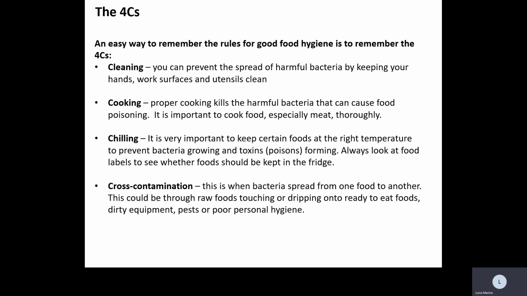Always look at the food label to see whether food should be kept in the fridge. And if you're not sure, just put it in the fridge. For example, I always keep bread in the fridge or freezer. It reduces mold. Cross-contamination, this is where bacteria can spread from one food to another. An example would be raw foods touching or dripping onto ready-to-eat foods, dirty equipment, pests, or poor personal hygiene. So it's like putting a piece of raw chicken on top of some cooked meat. Your chances of food poisoning are probably quite high.